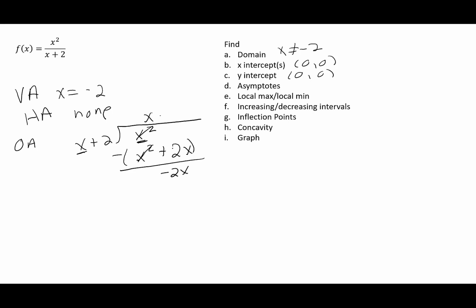X goes into negative 2x minus 2 times. If you want to, you can multiply through. Negative 2 times x is negative 2x. Negative 2 times 2 is minus 4. But really, you're just trying to get a line, and this is a line. So this is my oblique asymptote, y equals x minus 2. So I wanted to make sure we did one that had an oblique. Okay, now we're ready to go on to all the calculus of it.